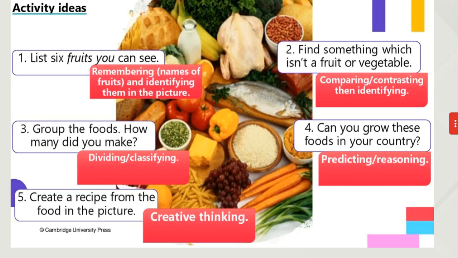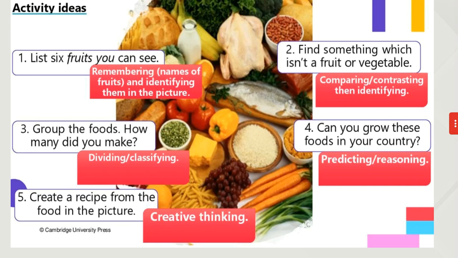So if we're looking at listing 6 fruits, we're here asking our students to remember, naming fruits, identifying them in the picture. Then we can ask them to compare, contrast, finding a fruit or a vegetable. And so we're developing our students' cognitive skills right up to the 5th task, which we're then asking them to create a recipe from the food in the picture. So this is something that involves creative thinking and which is a higher order thinking skill.